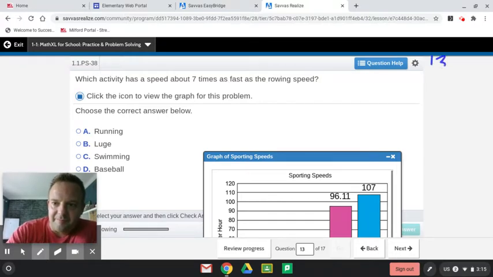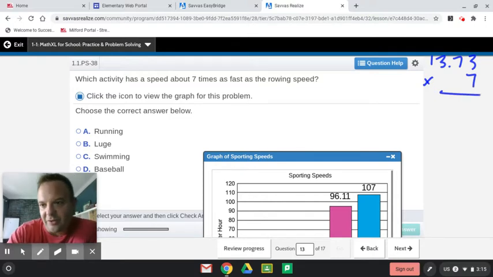13.73 times 7. And I'm going to see which one's closest. Okay, guys? 7 times 3 is 21. 7 times 7 is 49, plus 2 is 51. 7 times 1 is 7, plus 5 is 12. 7 times 1 is 7, plus 2 is 9. So 2 places over.